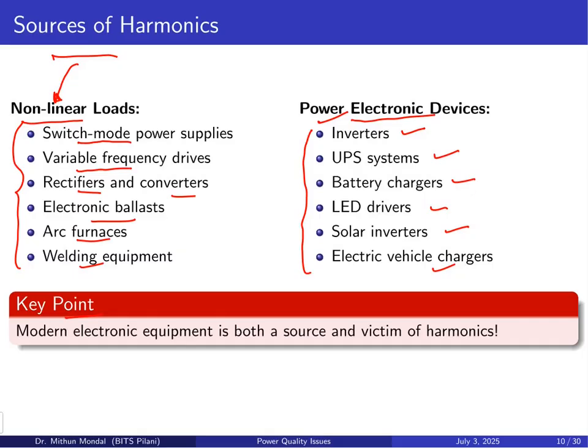The key point you need to remember is that modern electronic equipment is both a source and a victim of harmonics. Whatever electronic equipment we are using nowadays produces harmonics, so it is a source. It is also affected by the harmonics which are present because of other systems.